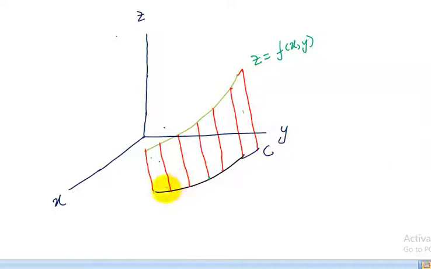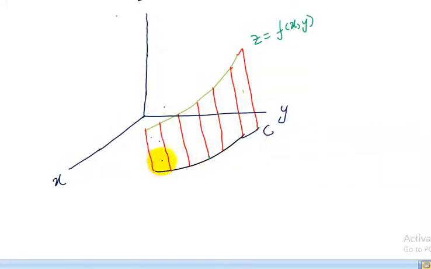Here we have a curve C which lies in the xy plane, and z equal to f of x y is a surface. In order to find the area between the curve C and the surface z equal to f of x y, we use line integral. This area can be found in a similar way as we find the area between the x-axis and the curve C in the xy plane.